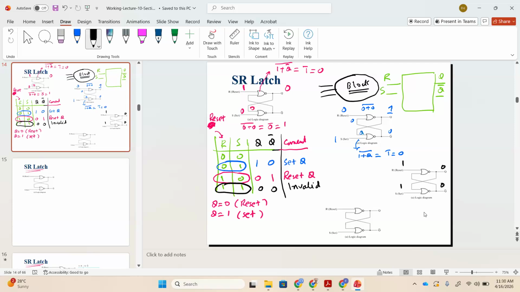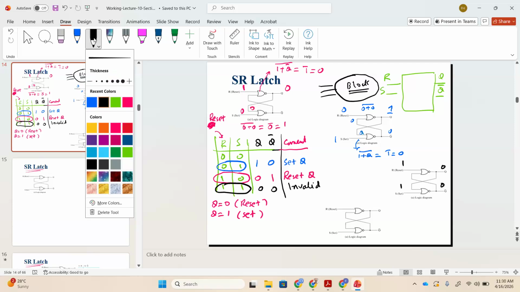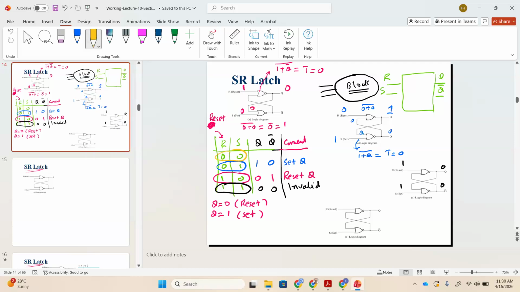I'll explain it. Okay. Now I'm using another color for that. The color that I'm using now is the orange color. So this is now 0 and this is 0. Got it or not got it? Any question?